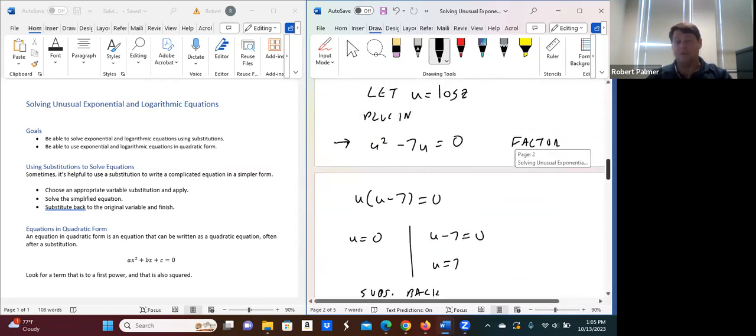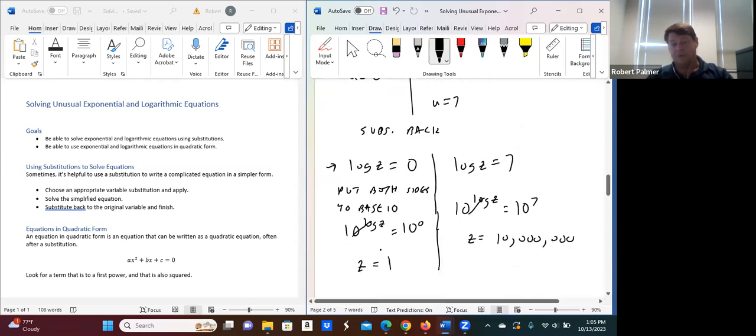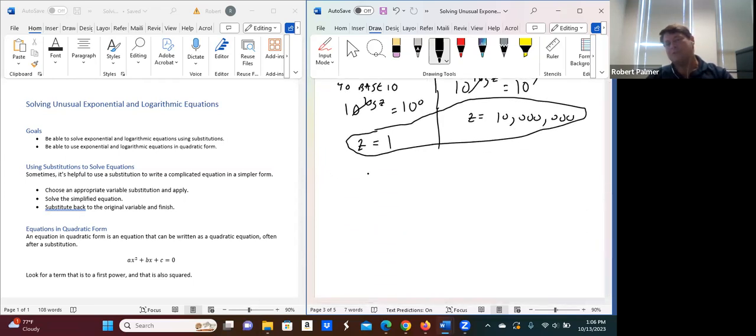In this case, we have two solutions then. z can be 1, and z can be 10 million. Those are our two solutions. All right. Now, let's do one more problem. This one doesn't really fit either one of those situations. This is kind of a strange one, but let's talk about it.